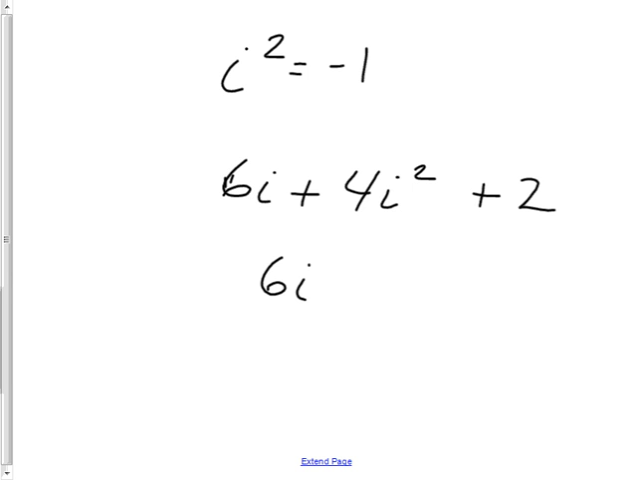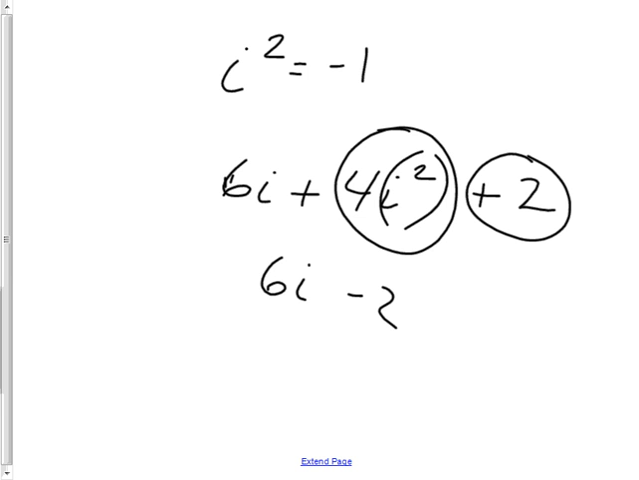6i. Can't simplify that, right? Because that's not an i squared. So, what's that part right there? So, 6i minus 2. Because this part would be worth what? -4. Because it's 4 times -1. -4 plus 2 makes -2. There's the final answer. Wherever you see i squared, you just put -1. That's what the main part of the lesson for tomorrow is. All right, that's all I got for you for today.